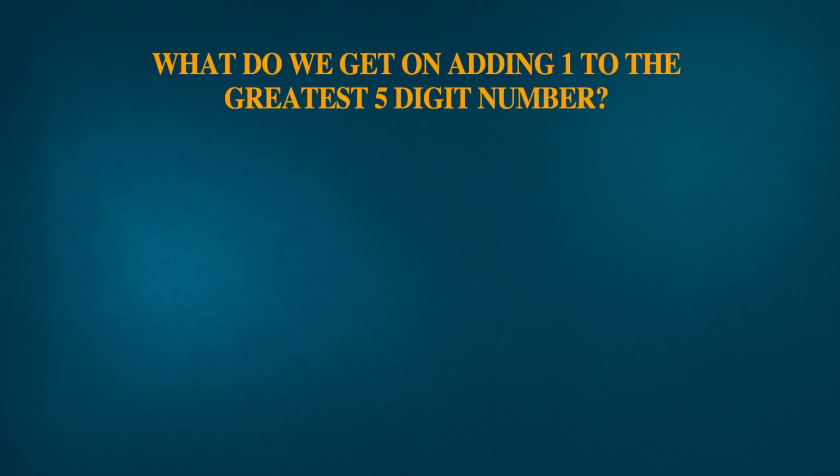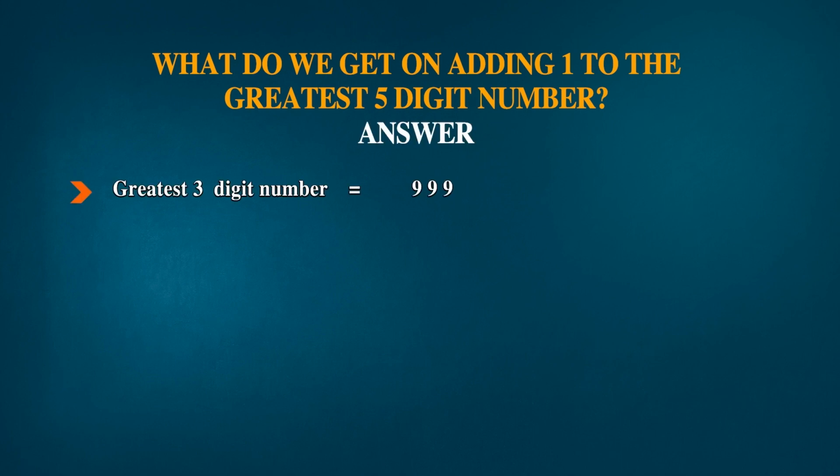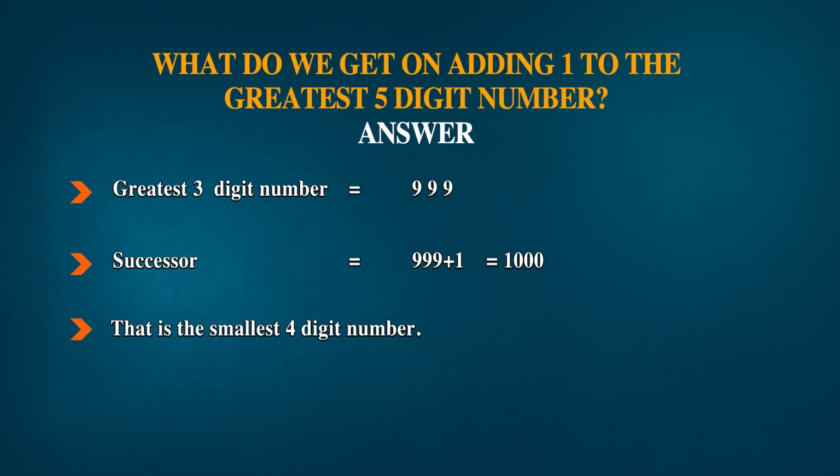Next question is, what is the successor of the greatest 3-digit number? Greatest 3-digit number is equal to 999, repeating 9 3 times. We also know that we get the successor by adding 1 to a number. So, to get the successor of 999, we will add 1 to 999, which comes out to be 1000. So, successor is equal to 999 plus 1 is equal to 1000, that is the smallest 4-digit number.